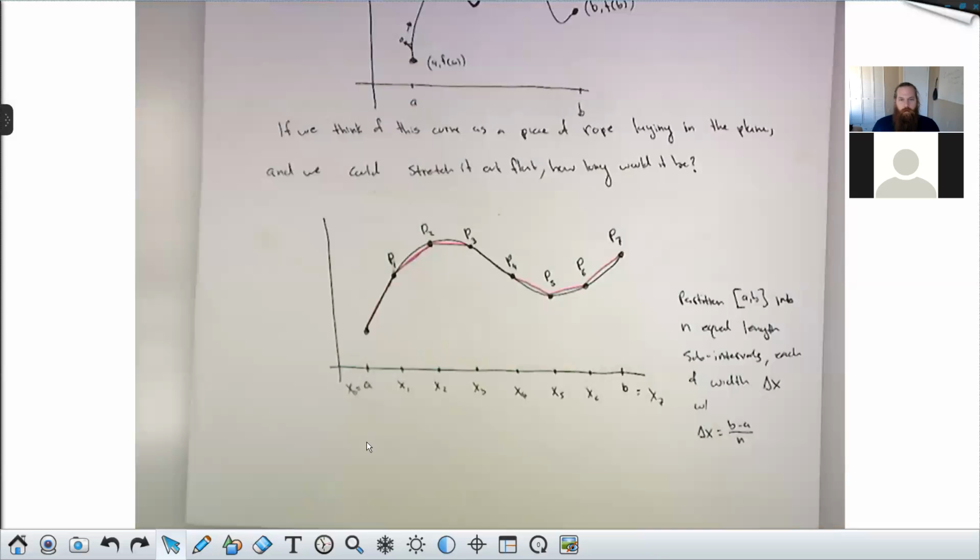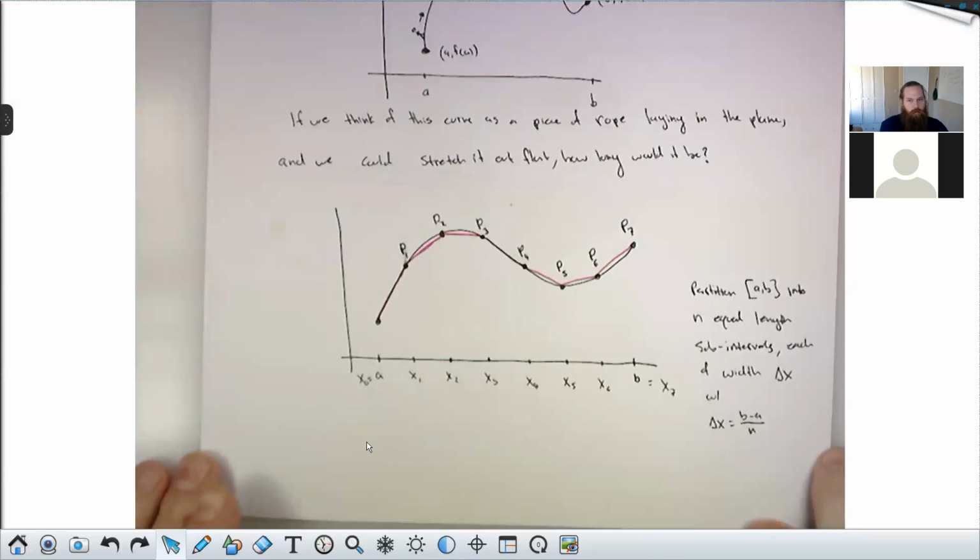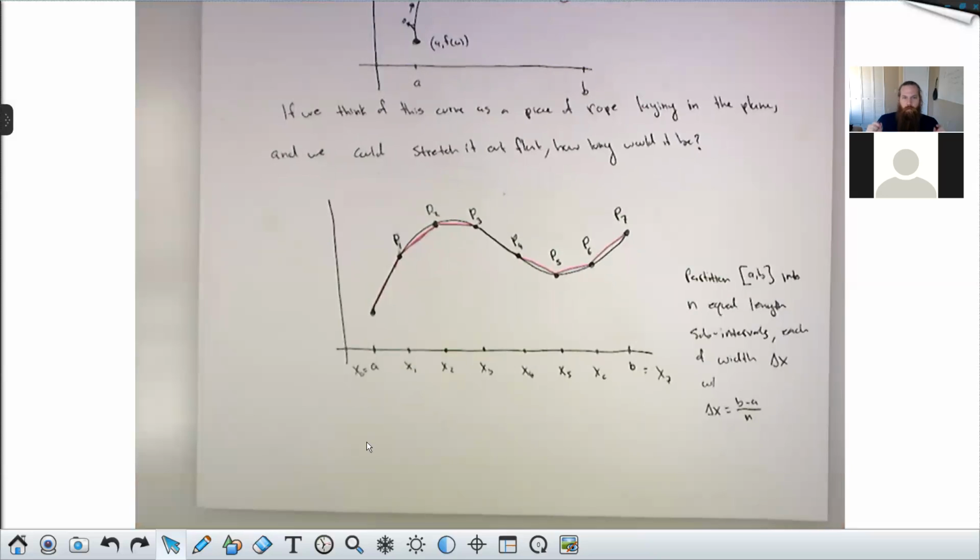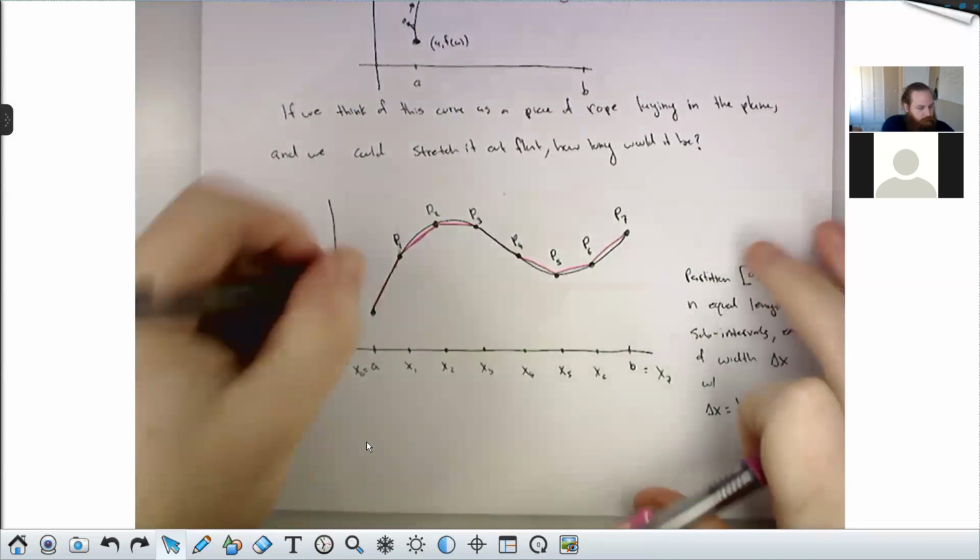And I think you can see that as I send n to infinity, the pink is going to become the same as the black. Does everybody get that feeling? The more and more points I use, the closer the pink length will become to the actual length of the curve. Oh, sorry, over here I should label this far left point as P0.